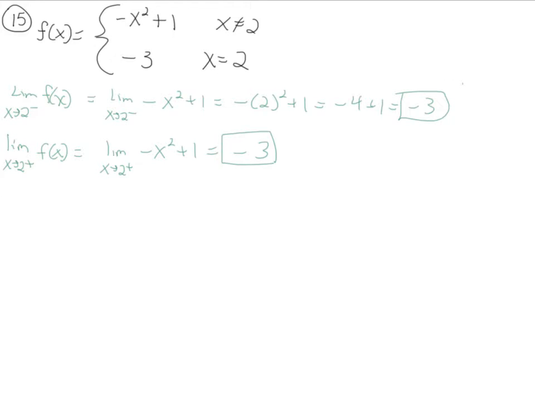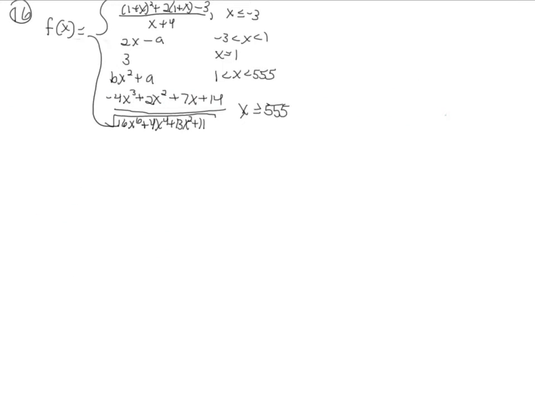So the limit exists at 2, and the limit is negative 3, so I need to check and see if the function value is the same. So I check the function value at 2, and it's also negative 3. Therefore, this passed all the tests, and this is a continuous function.